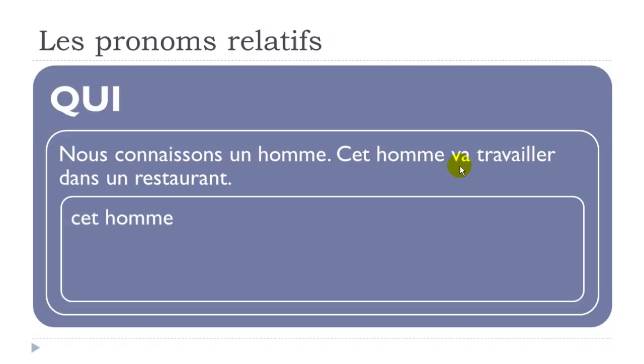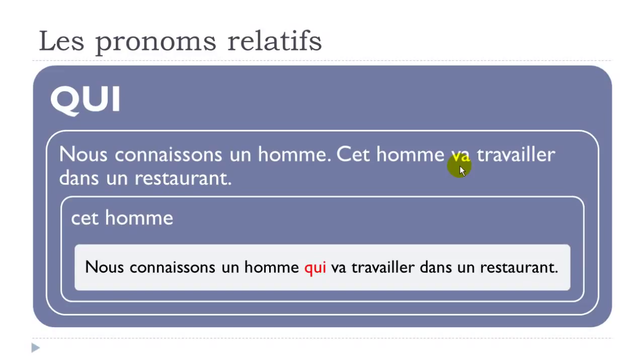So, of course, same thing here. We don't want to repeat cet homme or un homme. So we will get this: nous connaissons un homme qui va travailler dans un restaurant. So just before the verbs here. It's quite simple.